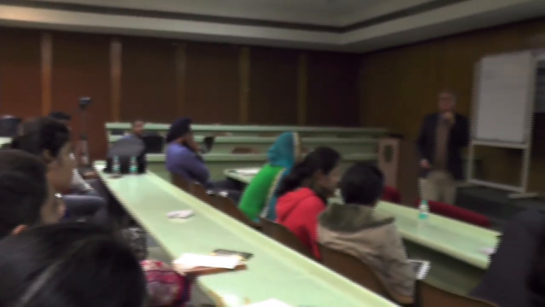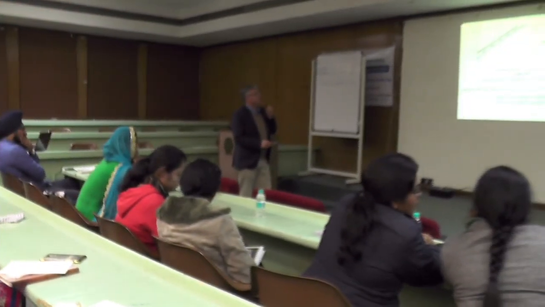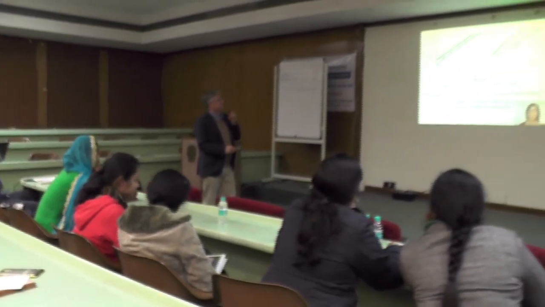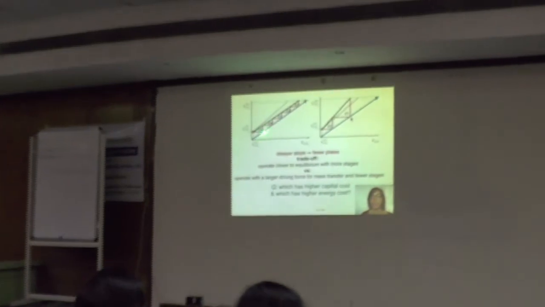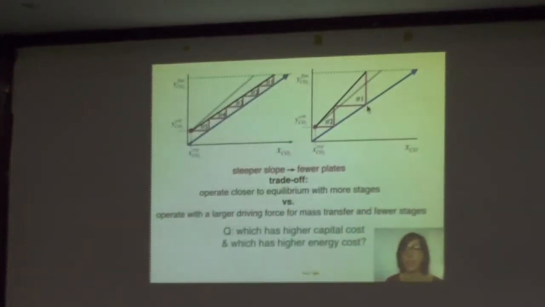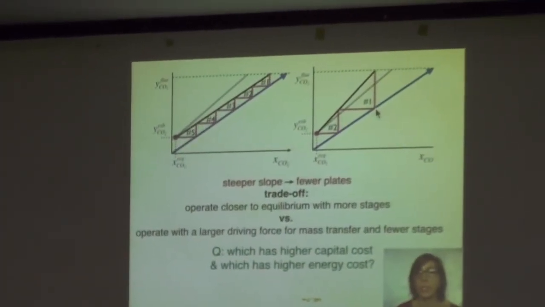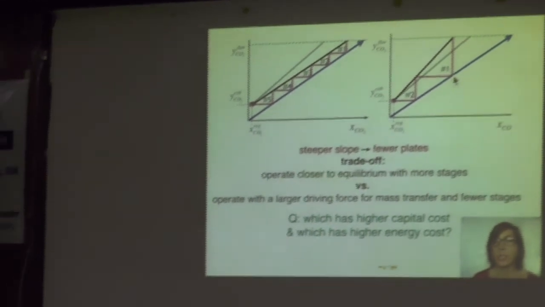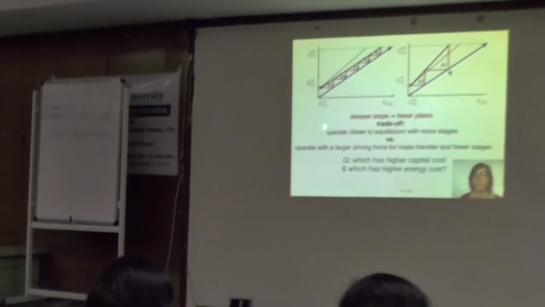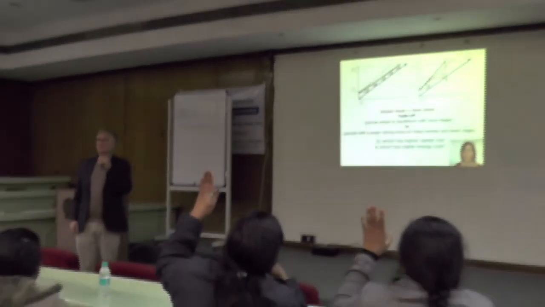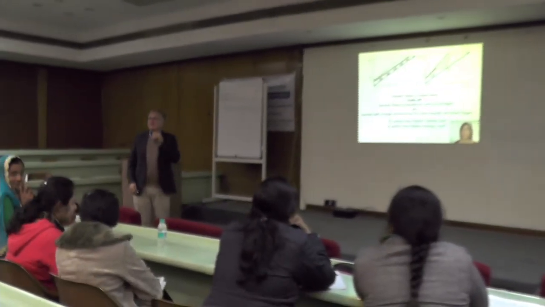So we have two designs, one of which has 2 plates to go from here to here, and one of which has 5 plates to go from here to here. Which one has the higher capital cost? The higher capital cost. Higher cost. Sir, 5 with the 5 units. How many people say 5? Raise your hand. How many people say 2? Raise your hand. It's okay.